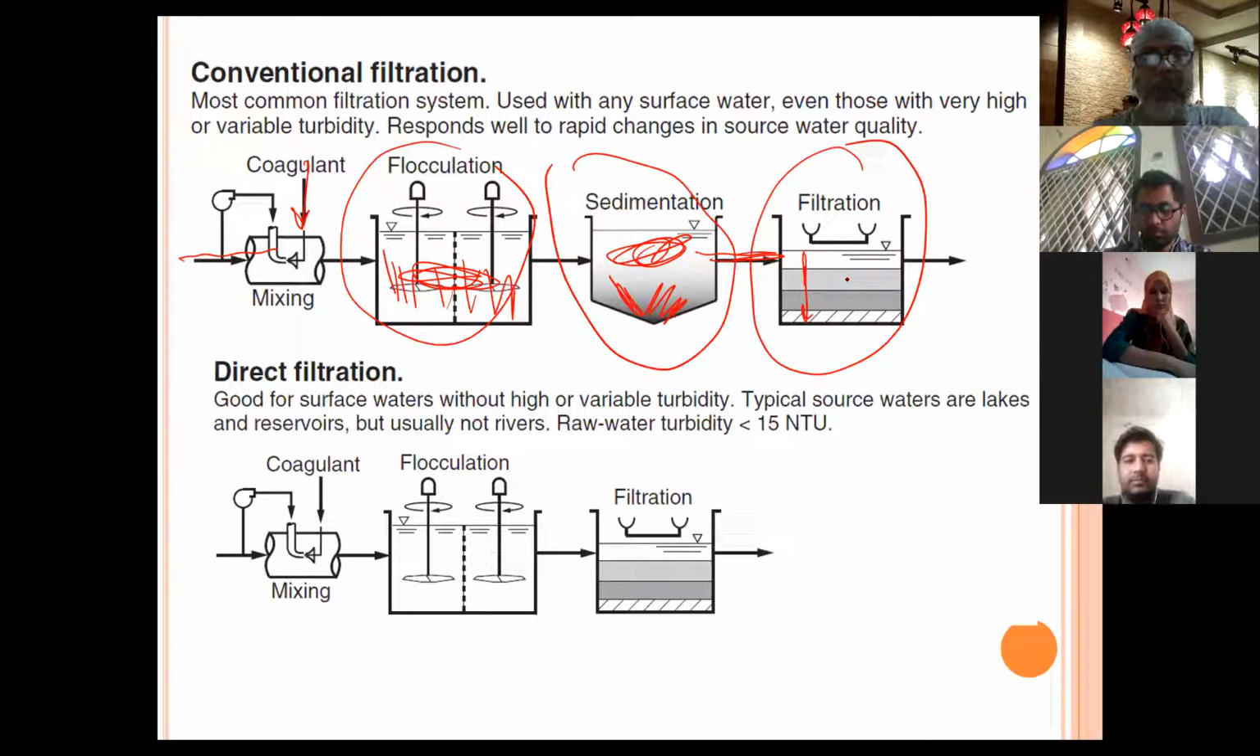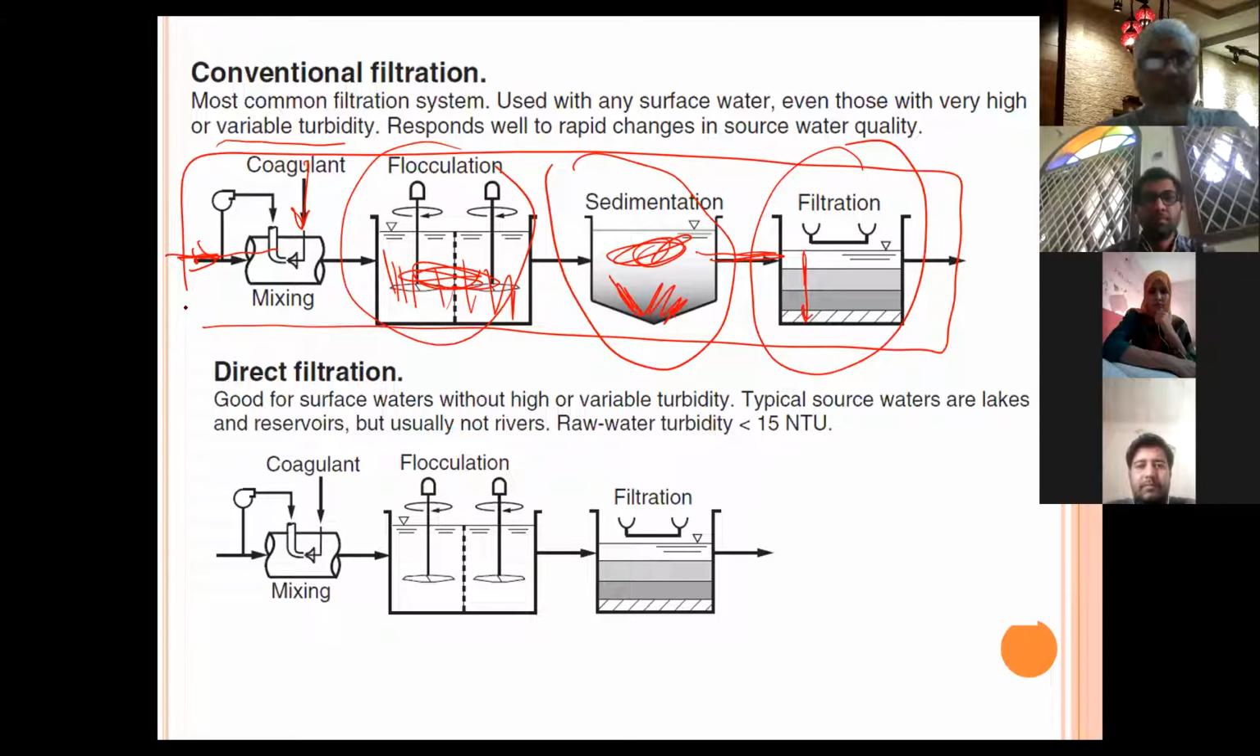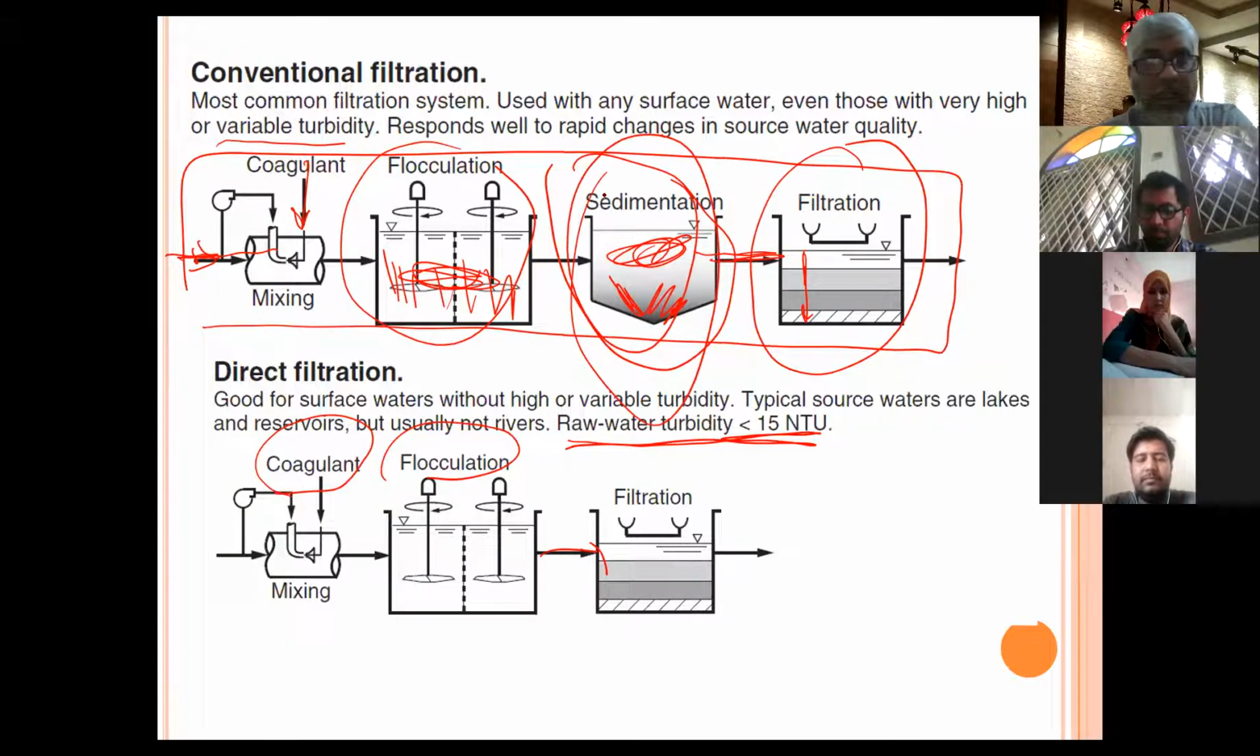filtration system. When the incoming water has a high value of turbidity, and it's variable, in this case we use this kind of scheme or configuration. This is conventional filtration. But if raw water turbidity is less than 15 NTU, then we don't need to use sedimentation. We just do coagulation, flocculation, and then direct filtration. In this case, we don't need the sedimentation process. We call it direct filtration.